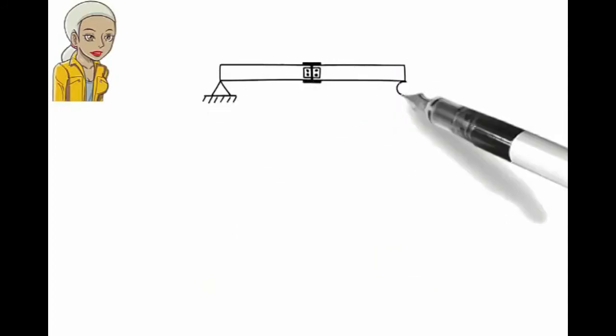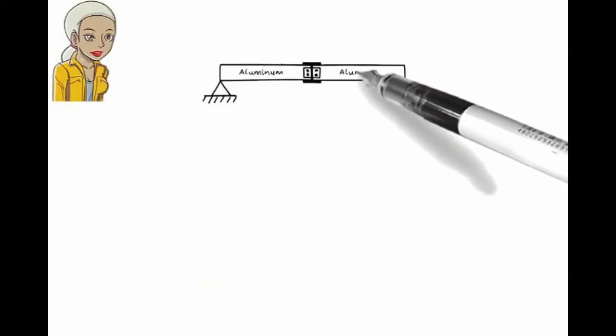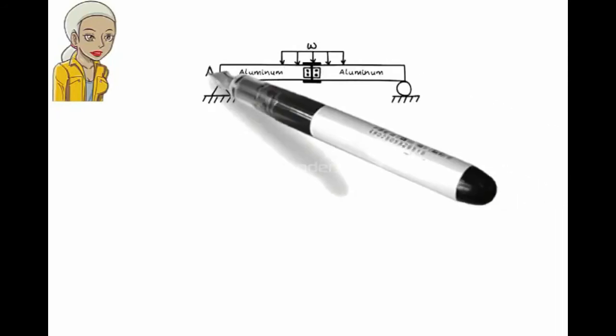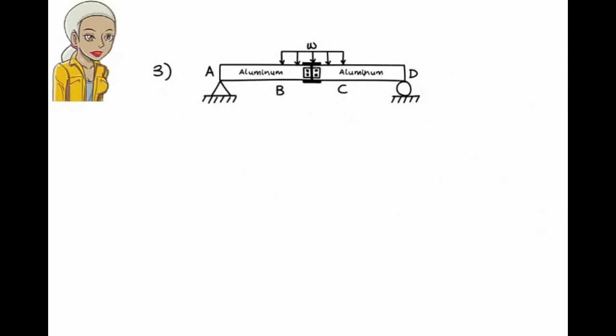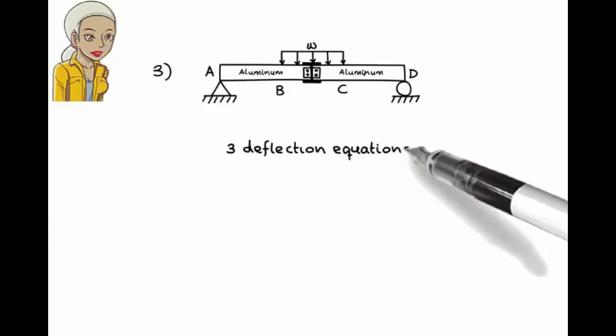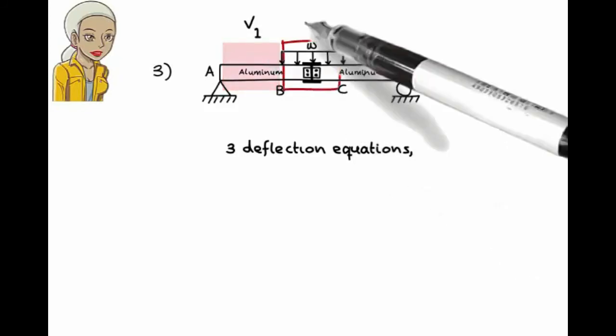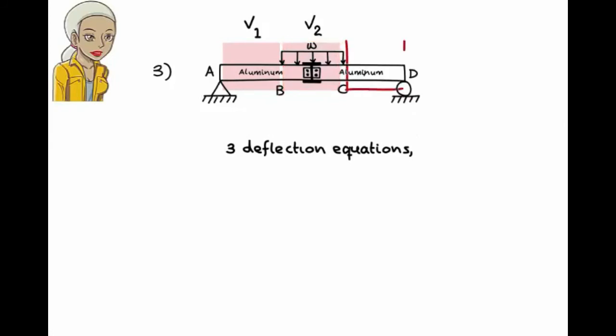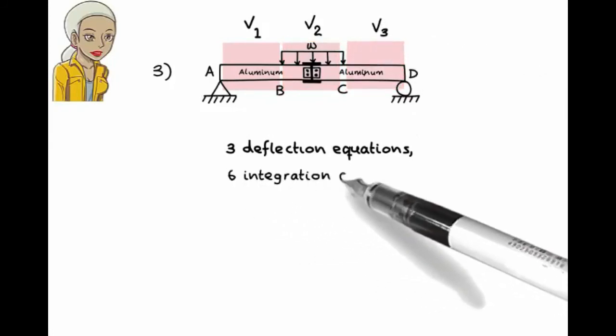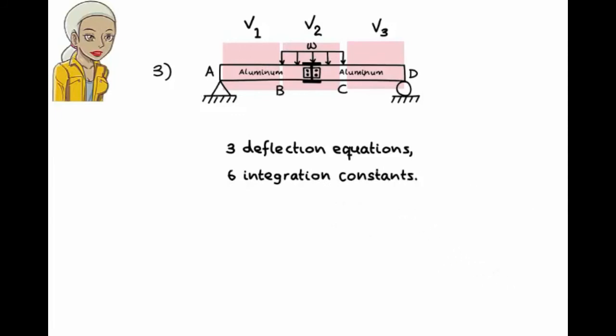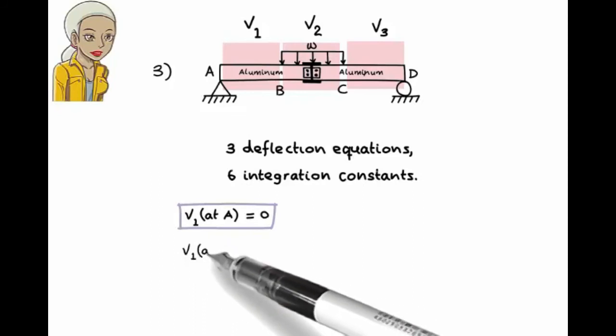Solution for problem 3. We need 3 deflection equations for this beam because the distributed load divides the beam into 3 segments. Since each equation has 2 integration constants, we need a total of 6 boundary equations. Deflection at the pin support must be 0. Deflection at B must be continuous.